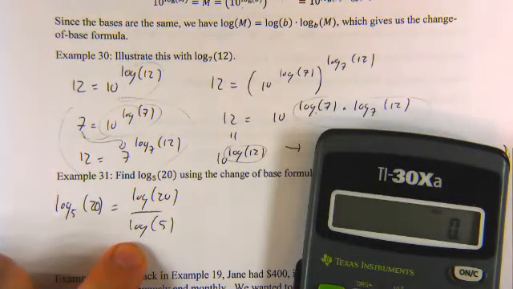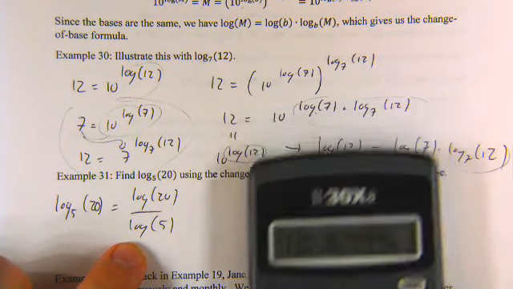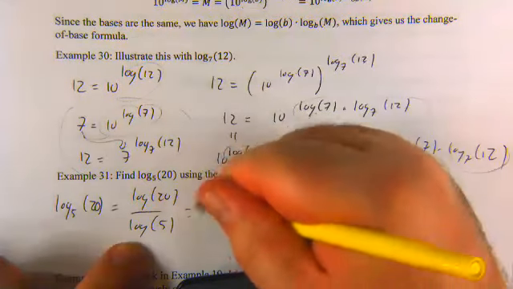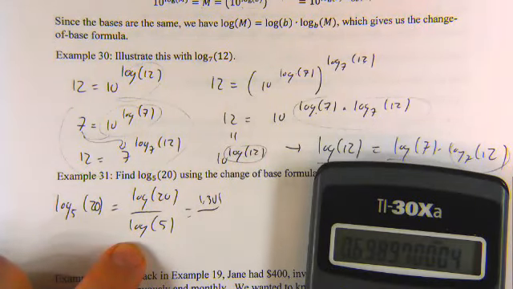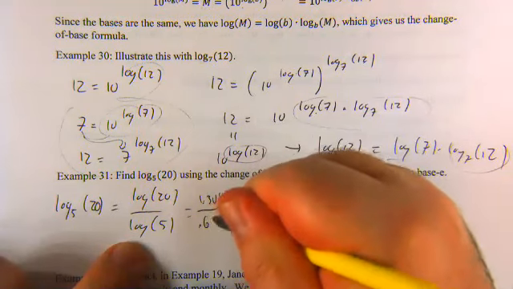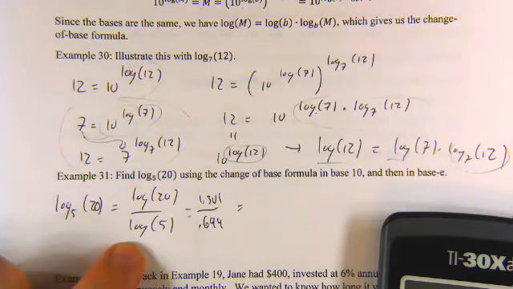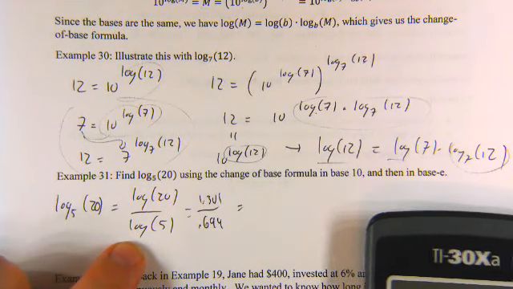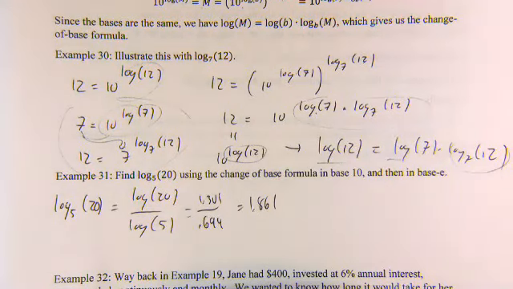So 20, if I take logarithm base 10, that's 1.301. If I take 5, logarithm base 10 of that, that's 0.699 roughly. So 1.301 divided by 0.699, about 1.861. You might get a different number because I'm rounding, and rounding errors can affect things.